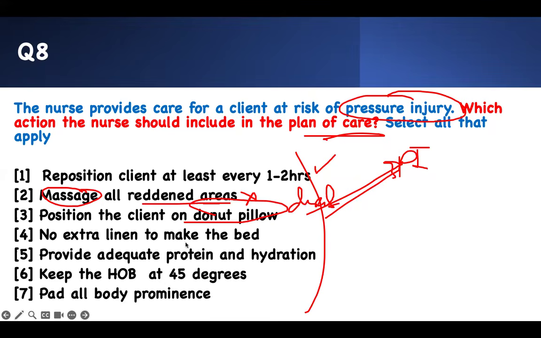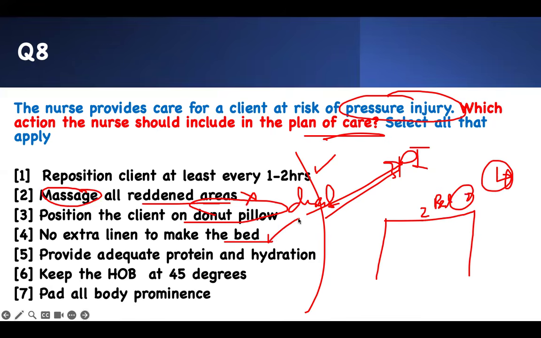No extra linen to make the bed. Some people think you've got to, if there's two, you make the bed sheet. Don't say, oh, let me put 4 sheets to make the bed. The more sheets you put on the bed, the more they absorb moisture, and absorbed moisture can cause pressure injury. So use the minimal amount of sheets as much as possible. So no extra linen to make the bed is good.